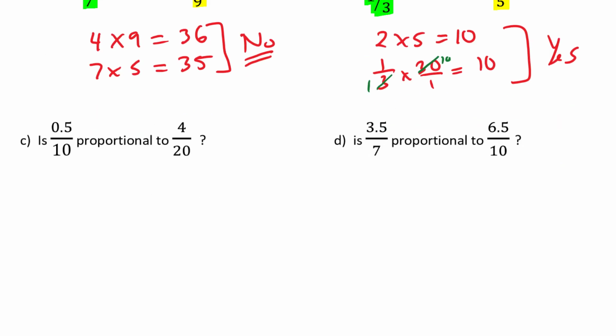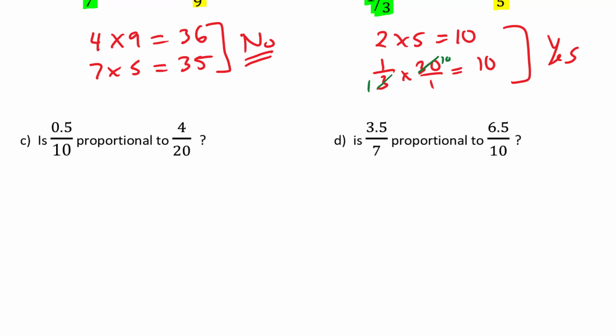I'd like you to try the next two on your own. Please cross multiply and see if these are proportional. Alternatively, what you could do is also simplify them down to lowest terms and see if they're the same, or you could find a common denominator and see if the numerators are the same. Three different methods to do the same thing.